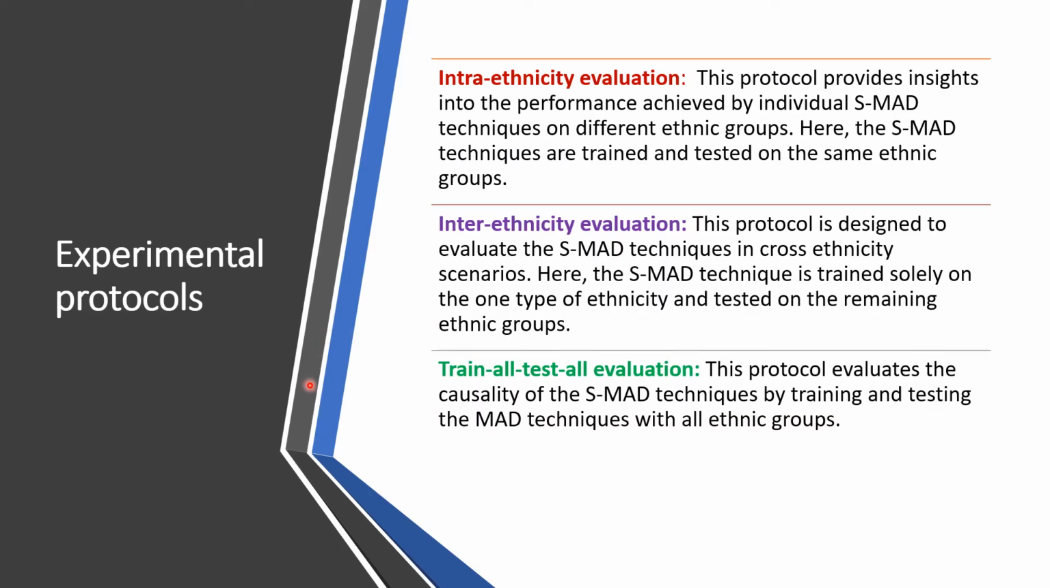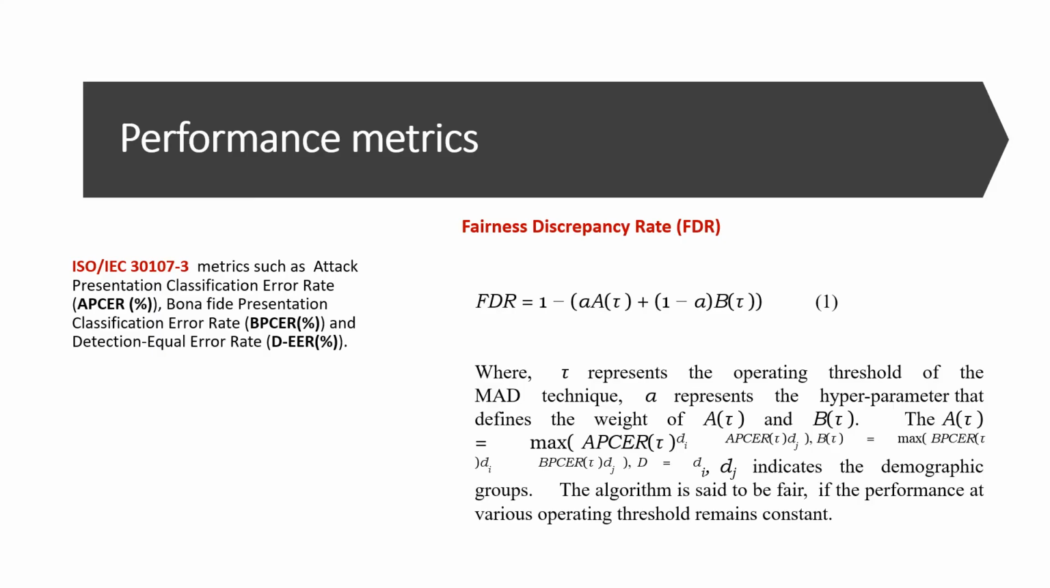In order to effectively perform the experiments, we have 3 different protocols. The first is the intra-ethnicity, which means training with the same ethnicity and testing with the same. The second is the inter-ethnicity, which means training with one type of ethnicity and testing with another type of ethnicity. And the third is training on all and testing on all evaluation. Most of these experimental protocols are designed such that they can give insights on the variation in the performance, especially when different ethnicity is used for training and for testing.